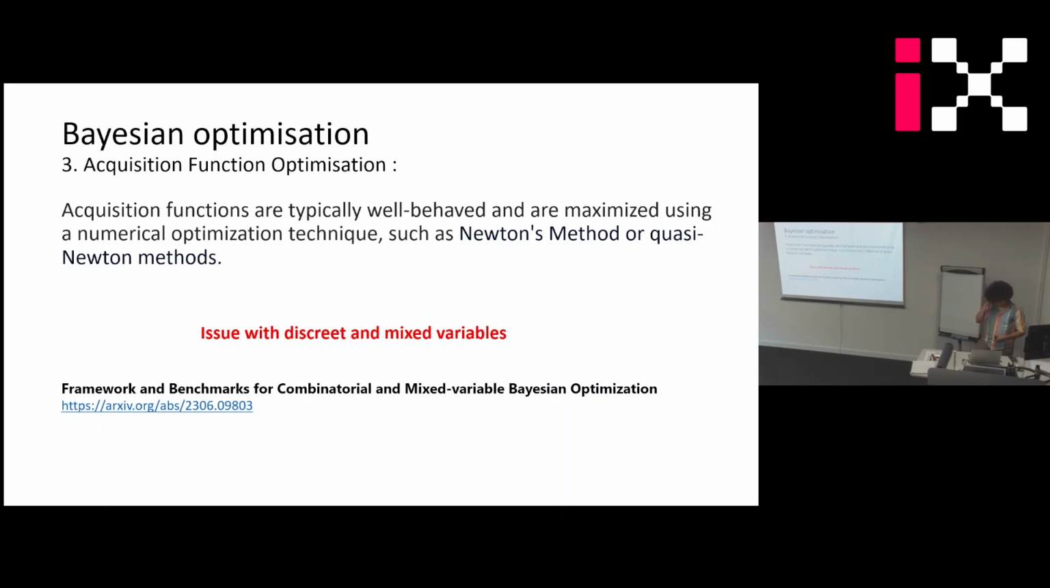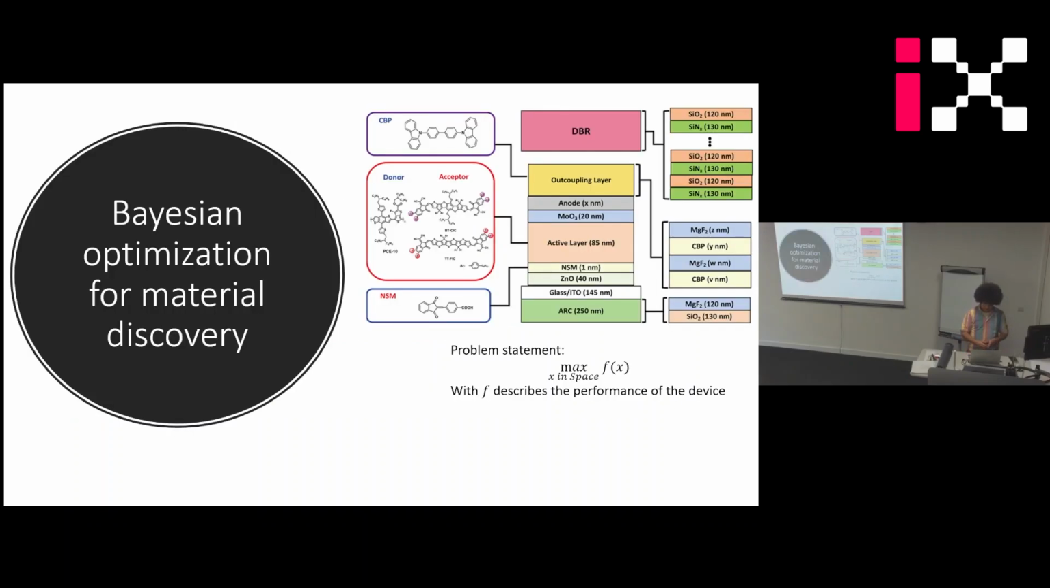When looking into discrete or mixed variable space, which is quite common in materials, that becomes slightly more complex, and that's something you need to keep in mind: how are you going to be able to optimize your function? If your space is the possible molecules that are out there, how are you going to be able to optimize your acquisition function over that space? And that's something we're going to talk about later as a major thing for Bayesian optimization for material discovery.